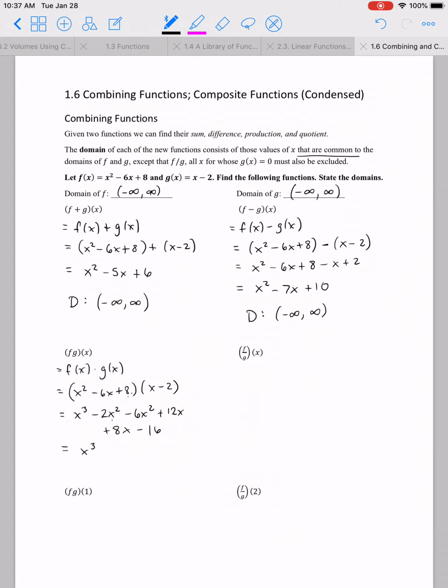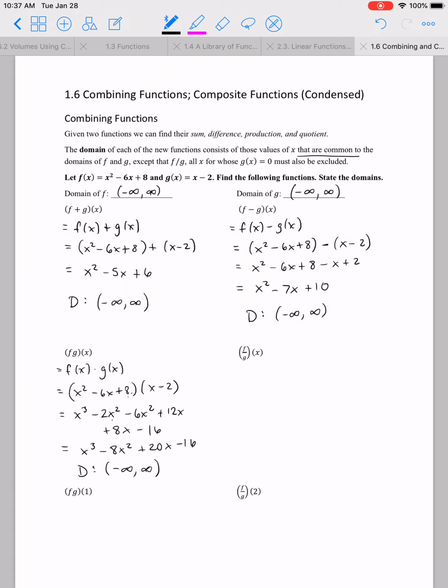There's a 2x squared term, so that's a minus 8x squared. We have a 12x and an 8x, that's a 20x, and then still the minus 16. And then here again, we've got the domain just being the common points, which is just negative infinity to infinity. Now here in this one, we're doing division, so we may have to worry about anything in the domain of g that would make the denominator 0.